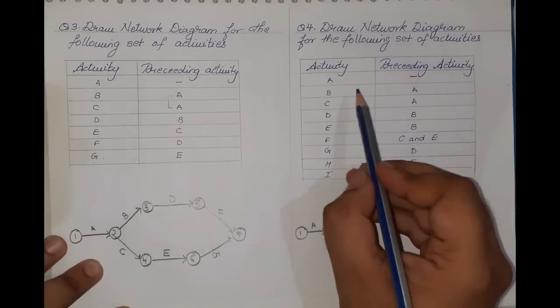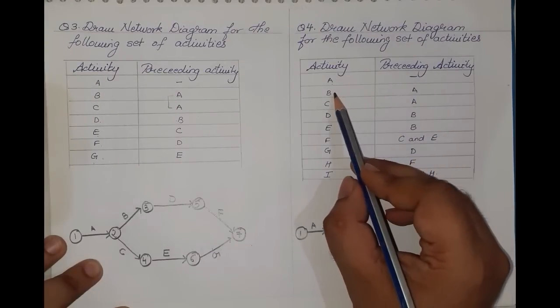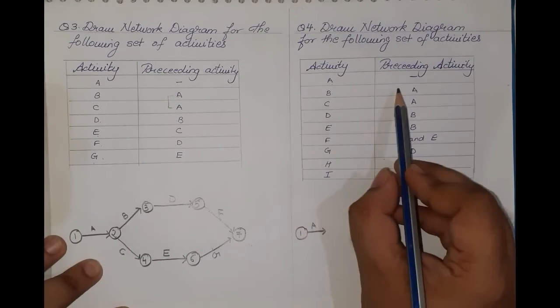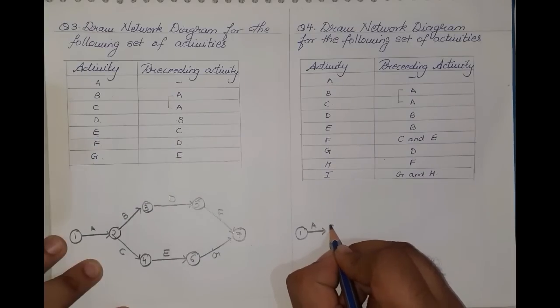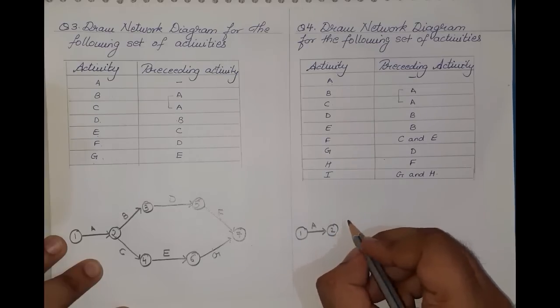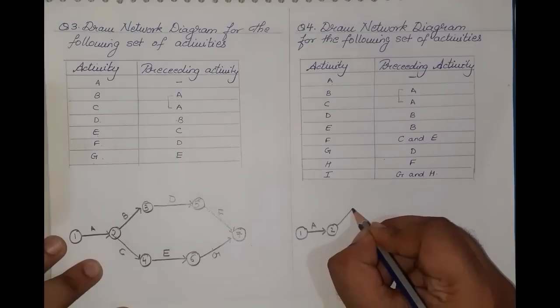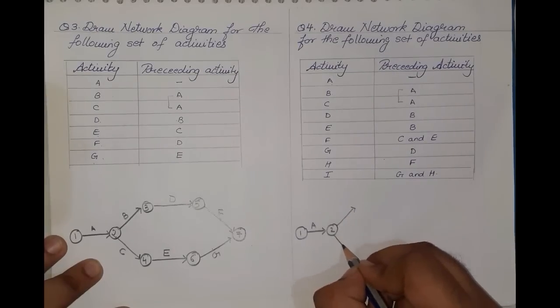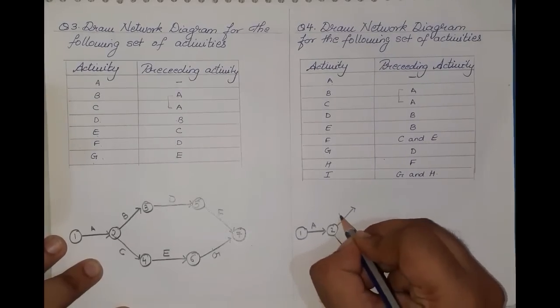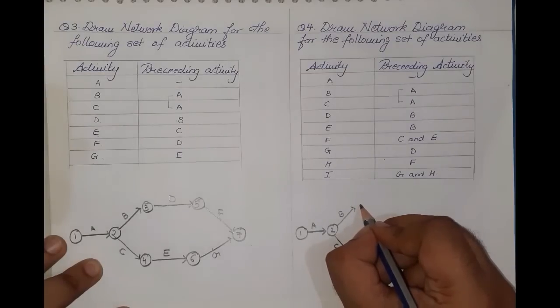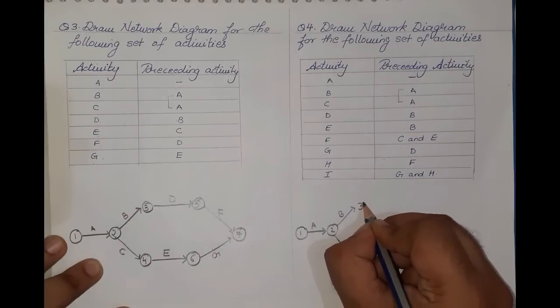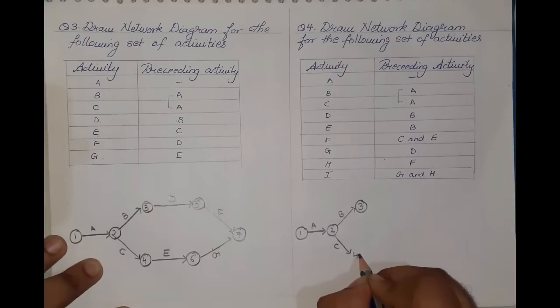Now going ahead, I can see that activity B and activity C both have evolved from activity A. So now they're going to burst out. So from A we have 2 activities, activity B and activity C, which have evolved, so this will be event number 3, this will be event number 4.